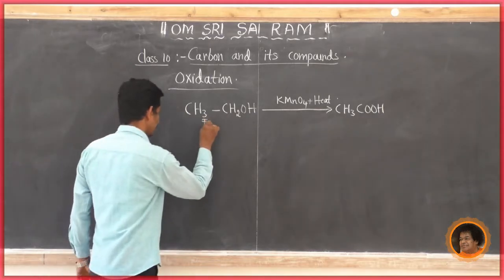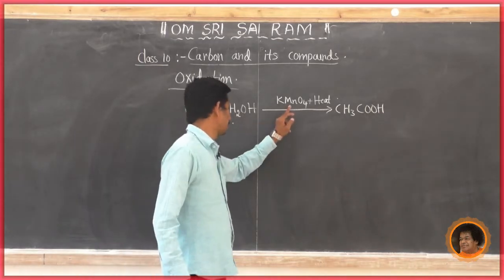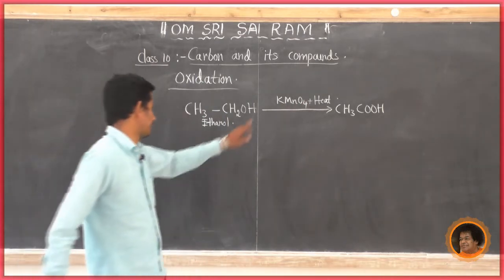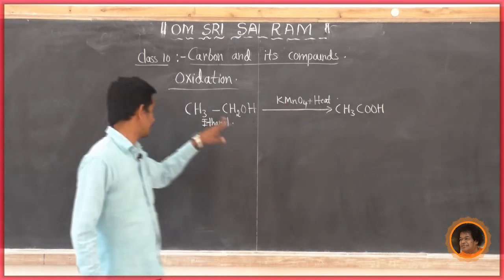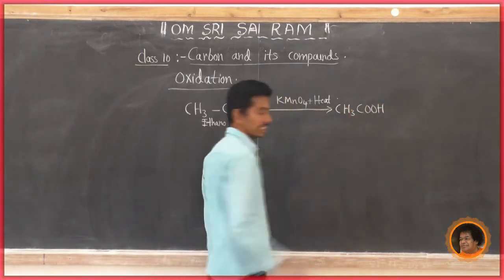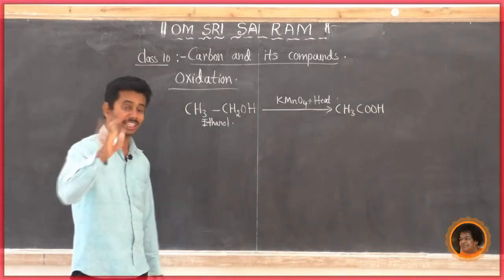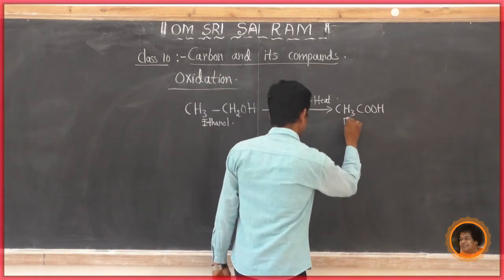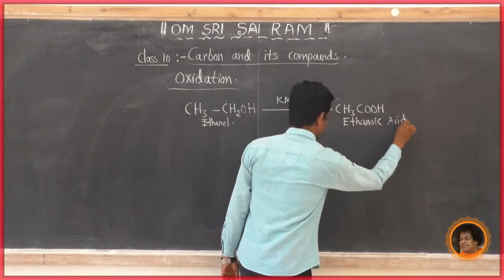Now this is ethanol. When ethanol reacts with potassium permanganate, KMnO4, we add potassium permanganate to this ethanol and heat together, it produces CH3COOH. COOH is a functional group, which means it is a carboxylic acid. C1, C2, so it is ethanoic acid. It forms ethanoic acid.